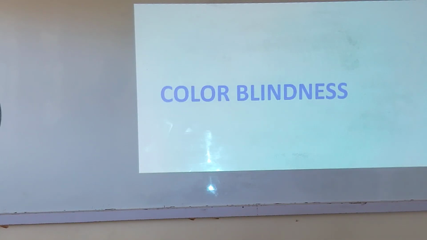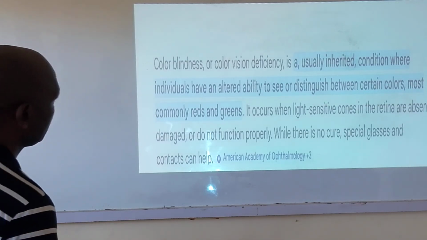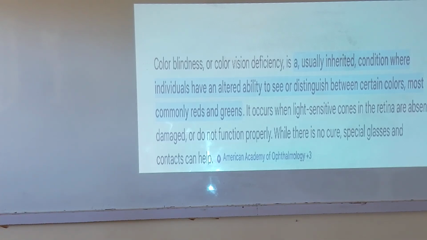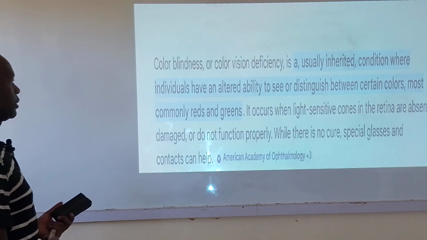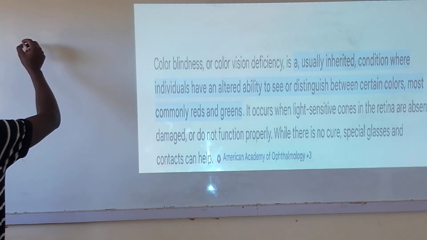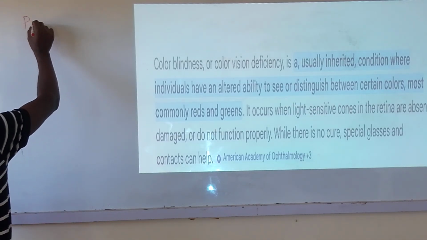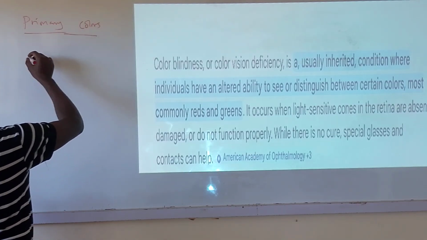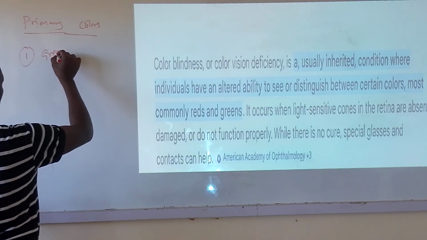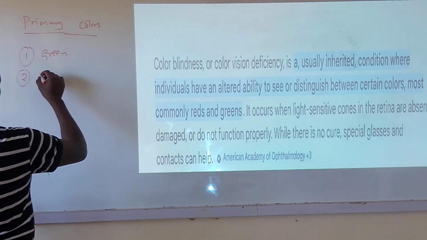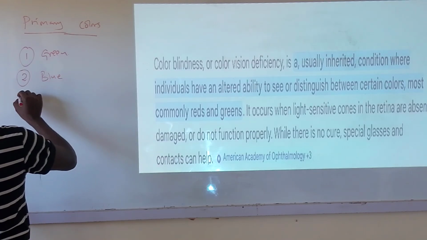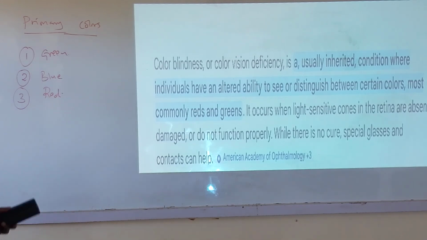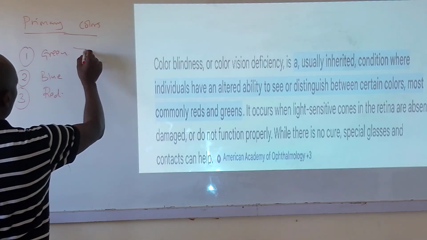So I want us to look at color blindness. Color blindness is usually a condition where individuals have altered ability to see or distinguish between certain colors. And these colors normally are the primary colors. Here we are talking about green. We are talking about blue. We are talking about red. They are primary colors because all other colors originate here.